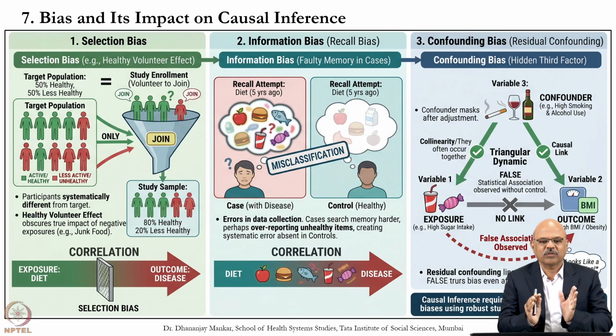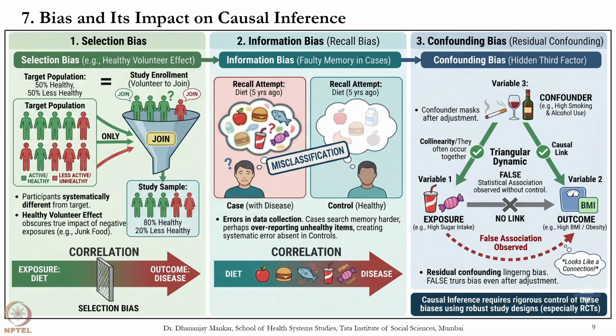Then misclassification, so cases with disease and controls that are healthy. Errors might be there in the data collection. You can say cases search their memory harder and perhaps over-report unhealthy items, which might create some sort of systematic error absent in controls. So diet, we can say, is healthy towards a disease.